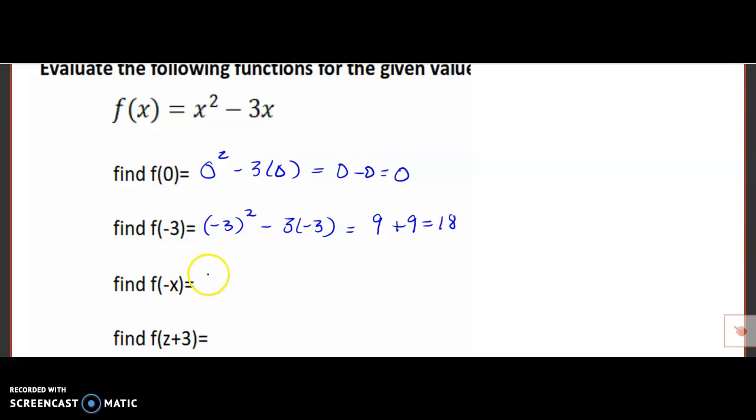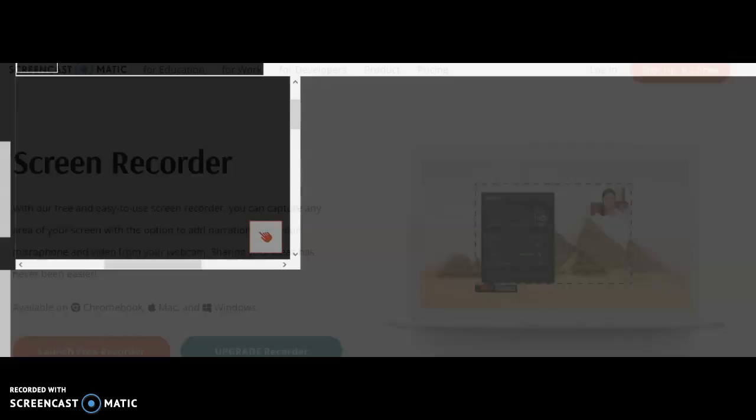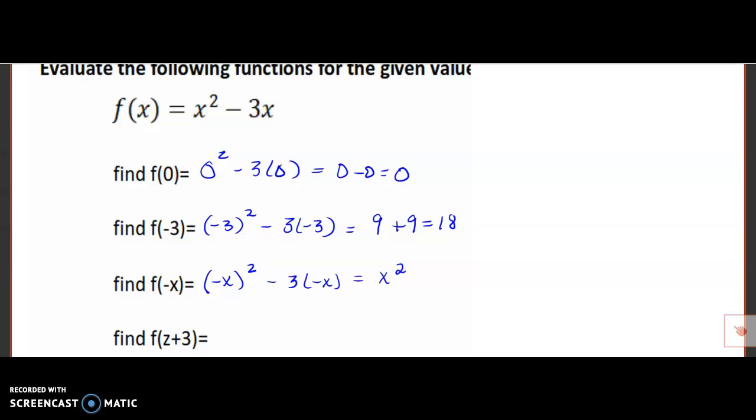F of negative x, and mind your parentheses again, is parenthesis negative x squared minus 3 times negative x. Well, a negative squared is always positive, so negative x squared is positive x squared. Negative 3 times a negative x, negative times negative is positive, so we get a positive 3x.